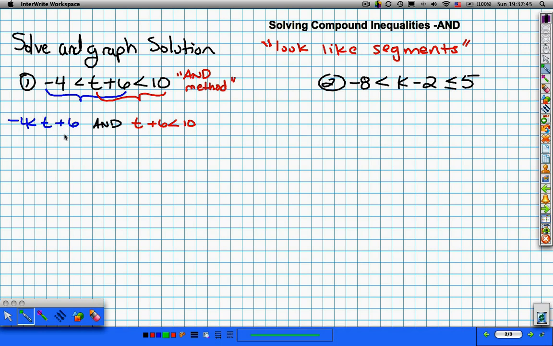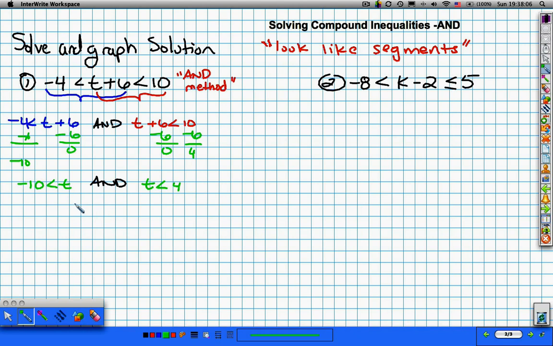For the inequality on the left, I would subtract 6 from both sides. So I would get -10. So my answer would be -10 is less than t. And on the right side again, I would subtract 6, except this time I would get 4. So I would get t is less than 4.